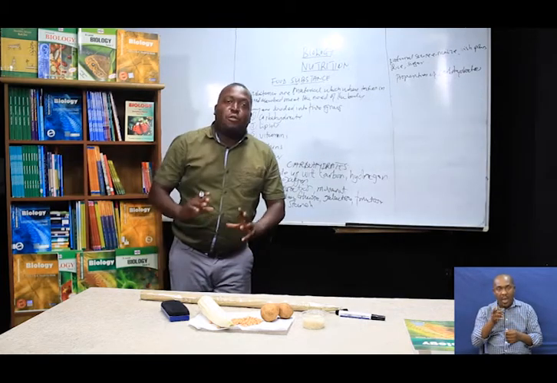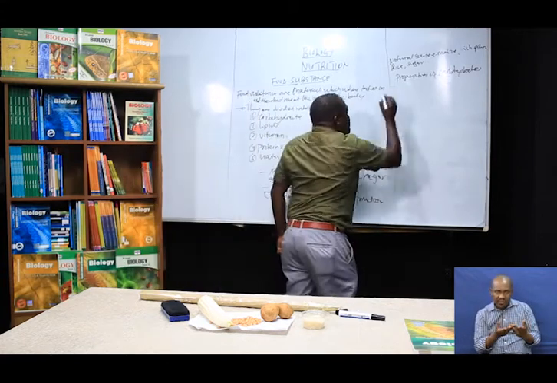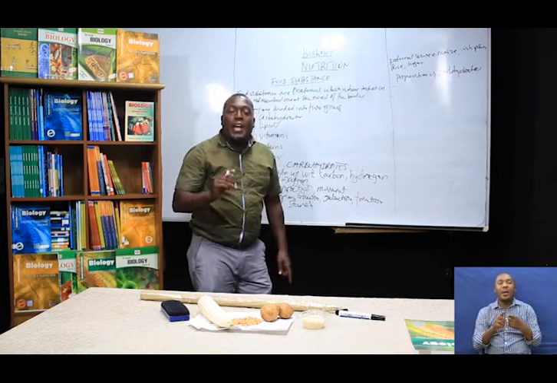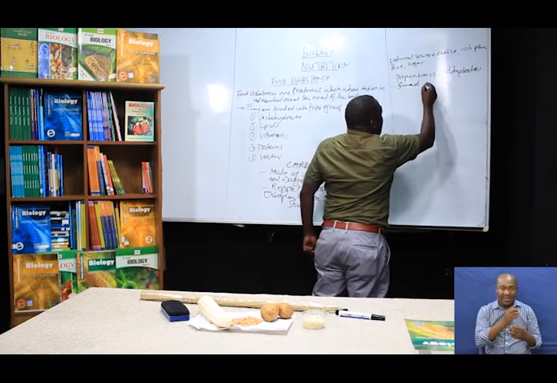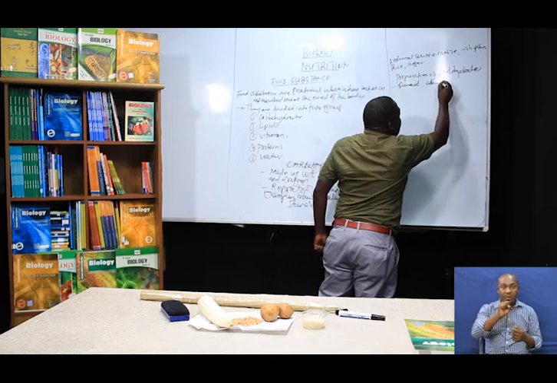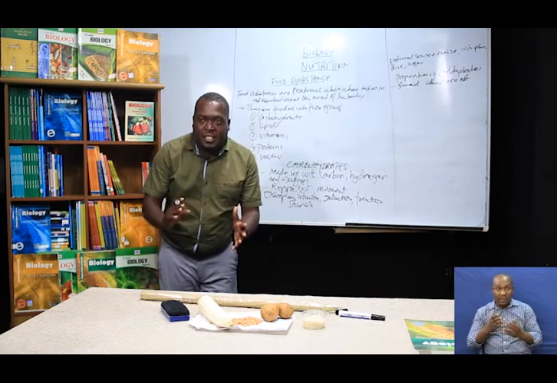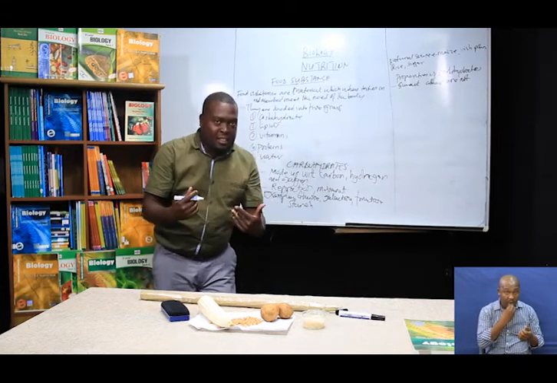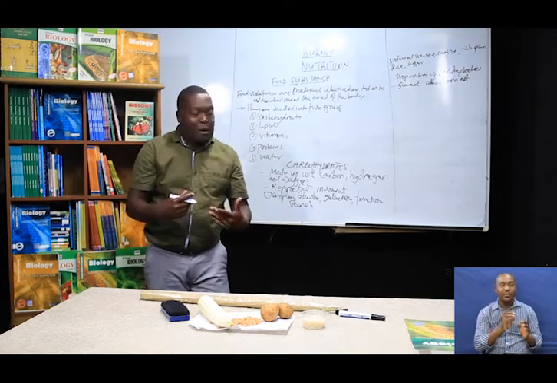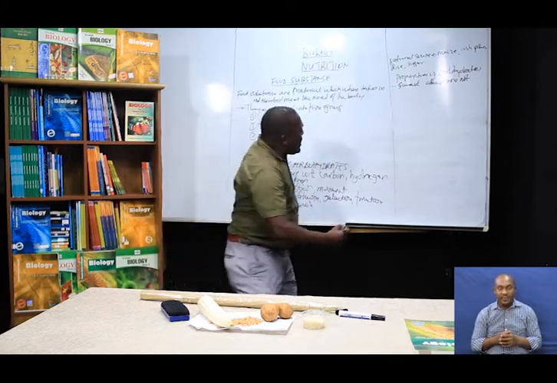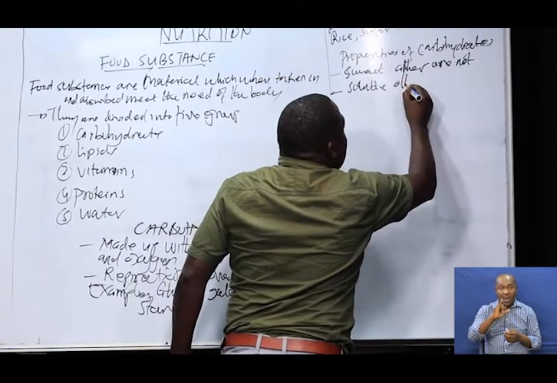What are the features of the carbohydrates? The first feature is that some carbohydrates are sweet while others are not sweet. So we've got those food substances that when you taste them, they are sweet. But we've got those food substances that when you taste them, they are not sweet, but they belong to what? Carbohydrate. Another is that some are soluble in water, others are not.